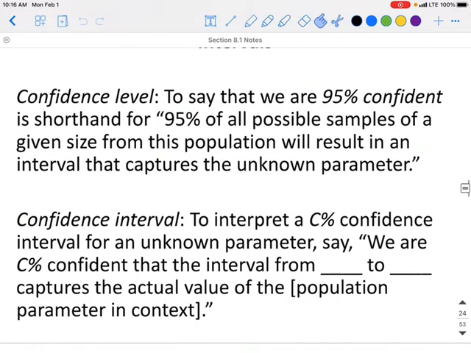For our confidence interval, to interpret the C% confidence interval for an unknown parameter, we say we are C% confident that the interval from blank to blank captures the actual value of the population parameter. So we could say we're 95% confident that the interval from 20 to 25 captures the actual value of whatever you're talking about. So this could be the mean number of pairs of shoes someone owns.